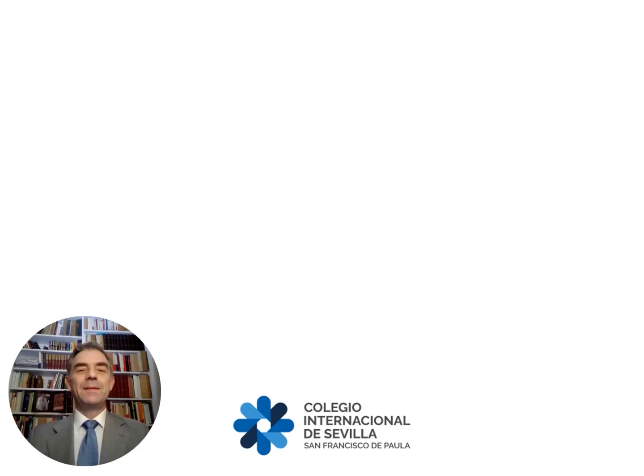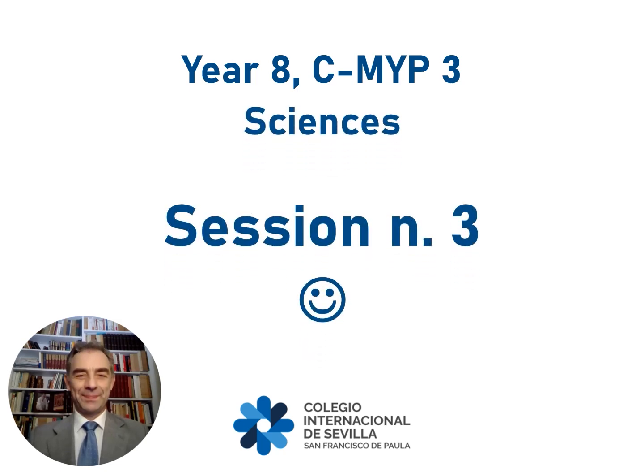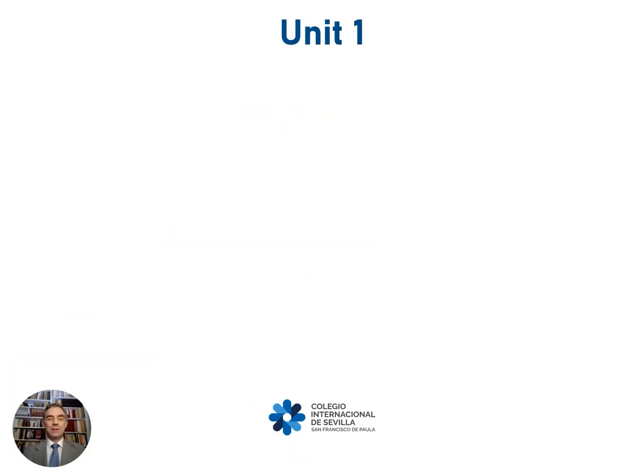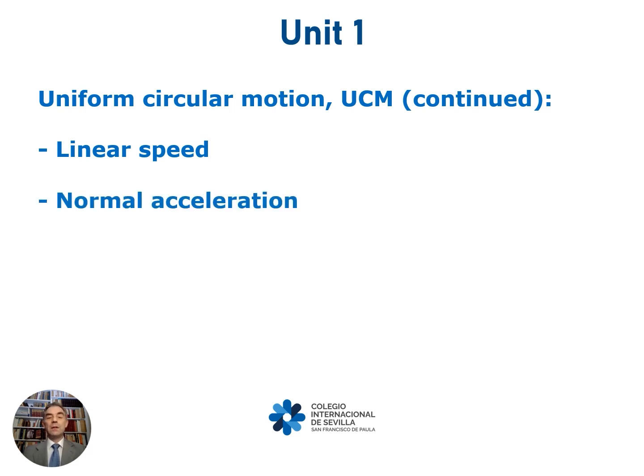Welcome. This is Year 8, Competence-Based Middle Years Program Level 3 Sciences, Session number 3. In this session, as part of Unit 1, we will go on studying uniform circular motion. In particular, we will see the linear speed of objects moving with UCM, and we will see normal acceleration. On top of that, we will analyze cogwheels. So let's proceed.